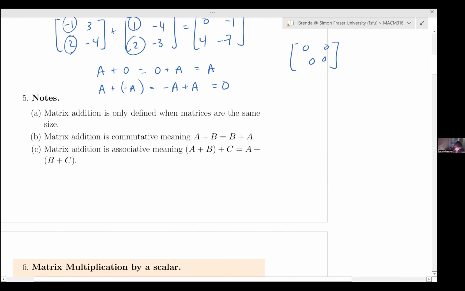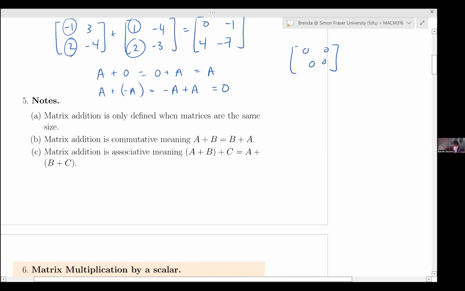All right, so a couple of points. Matrix addition is only defined if the matrices are the same size. Let's be careful about that because it's not going to be the case with multiplication. Matrix addition is commutative. Matrix addition is associative. It's pretty easy to do that, adding and subtracting.